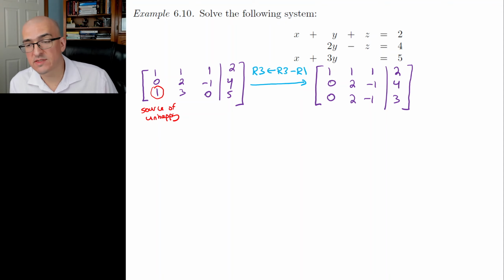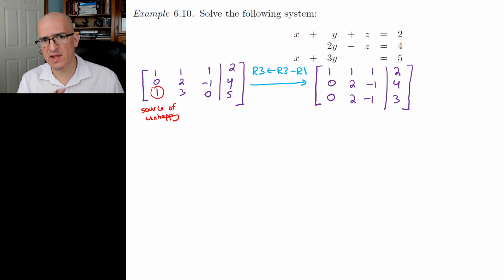Now, next thing we can do is we could create a leading 1 in the middle. So divide row 2 by 2. So we'd have a 1, negative 1 half, and a 2. But let's hold off on doing that. Notice that we have an almost pair of duplicate rows. Row 2 and row 3 are almost the same. They're off by a number. So let's do a subtraction. Let's do that before making leading 1s. We're kind of going out of order, but it's okay. There's a reason for it.